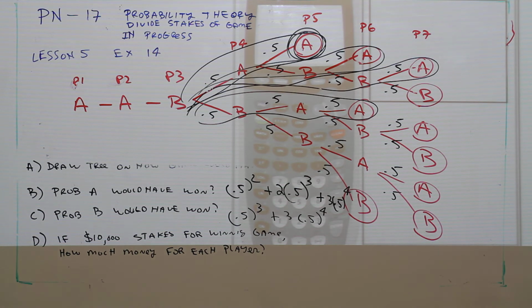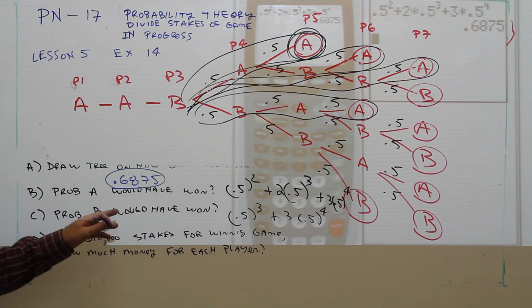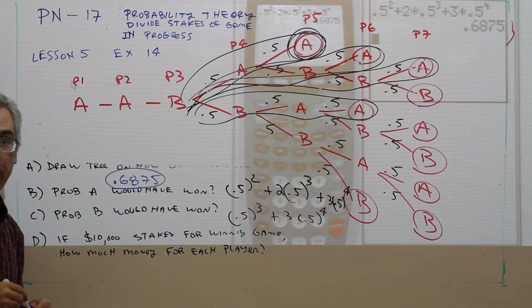All right, so for team A first, 0.5 squared plus 2 times 0.5 raised to the third plus 3 times 0.5 raised to the fourth, and they get 0.6875. If all goes according to plan, B's probability should add up with A's probability to be 1. Let's hope that happens.